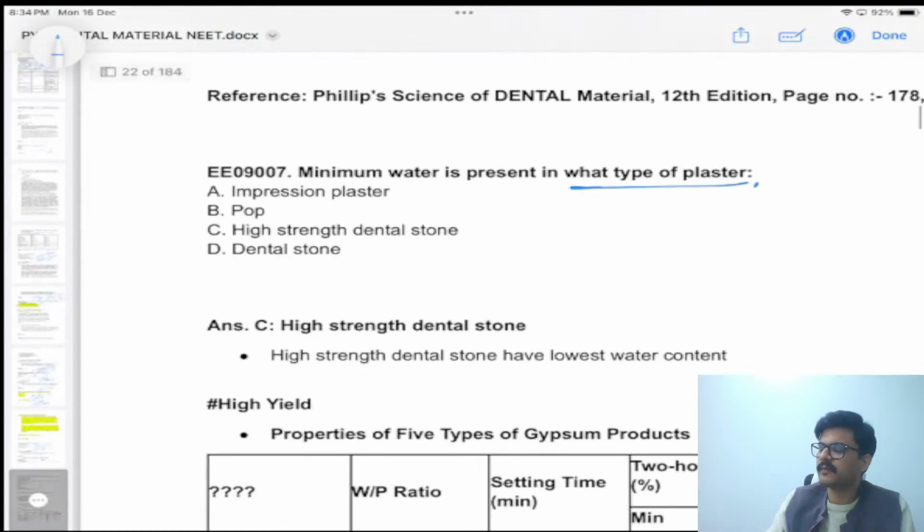Minimum water is present in which type of plaster? Obviously, as you go from type 1 to type 2, 3, 4, 5, the water powder ratio keeps on decreasing. So in this, plaster is type 1, stone is type 3, high strength is type 4. So obviously the answer is C, high strength, right?